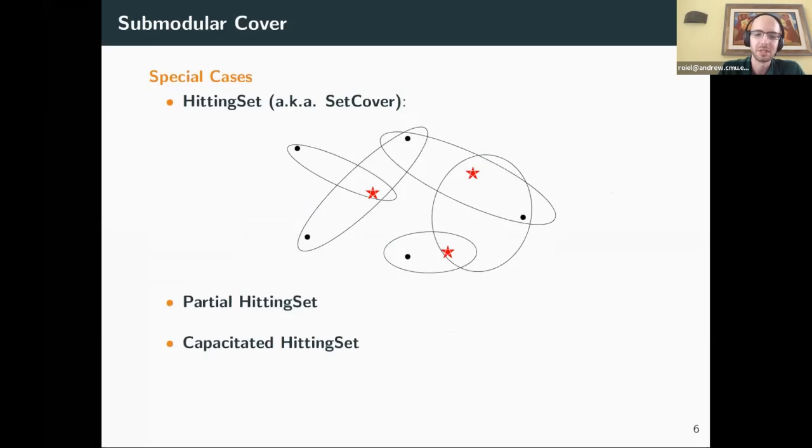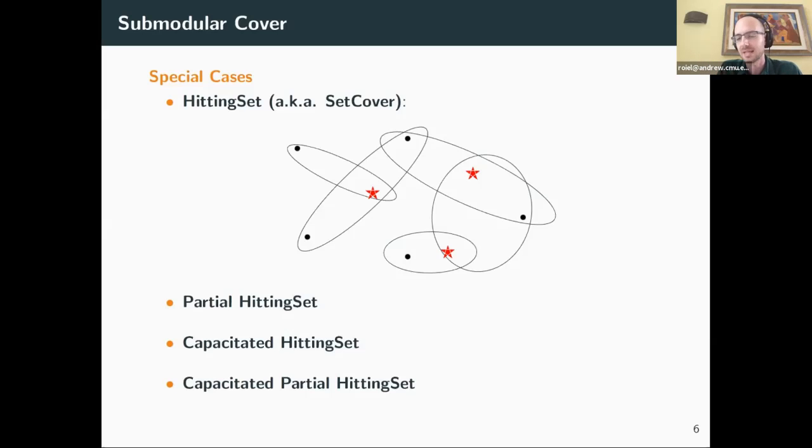Good, so really it captures many variants of this problem. So a partial version where one need only cover some fraction of the subsets and not all of them. Capacitated variants where every vertex can be used only for some capacity number of subsets. And Frankensteins of these and so on and so forth. So none of these are immediately special cases of the hitting set problem, even though they look similar, but they are special cases of submodular cover.